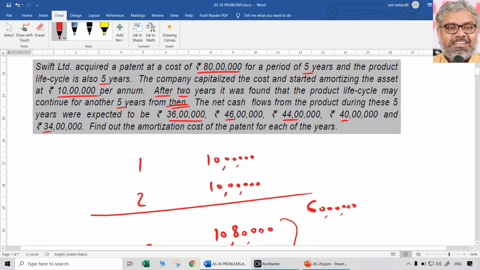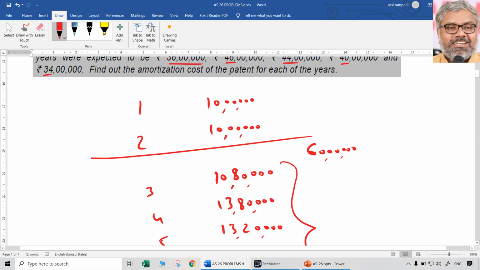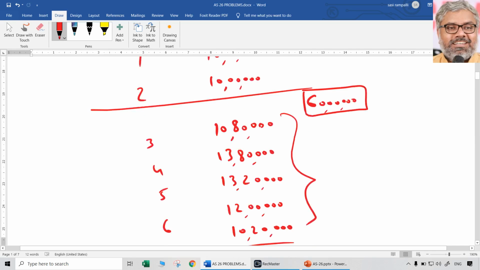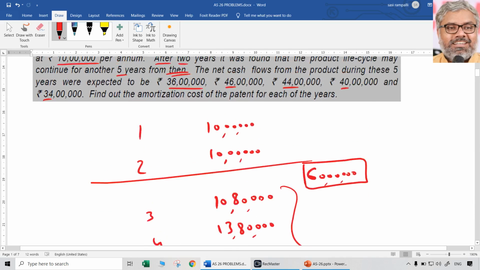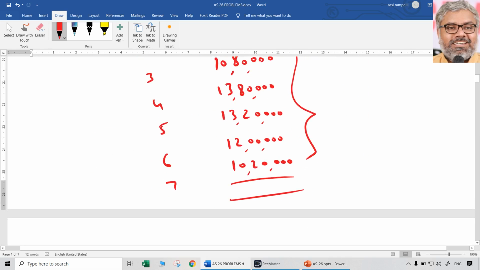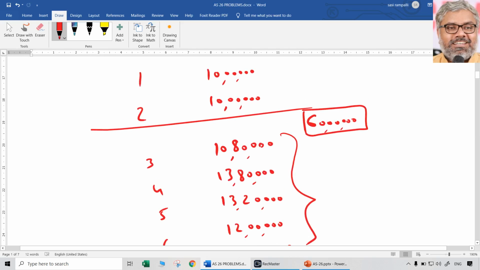That is amortization that should happen for the 5 years after the end of first 2 years, where they already amortized at the rate of 10 lakhs rupees per annum. So from there onwards, prospectively, the amortization will change. Because the carrying amount after the 2 years is still remaining in the books 60 lakhs, that should be amortized over the period of next 5 years on a suitable basis. In this case, scientific basis will be the expected net cash flows for the next 5 years. So the ratio will be 36 is to 46 is to 44 is to 40 is to 34. And if you look at the total of all this amortization, naturally that should be equal to 80 lakhs. You can check that for computational accuracy.